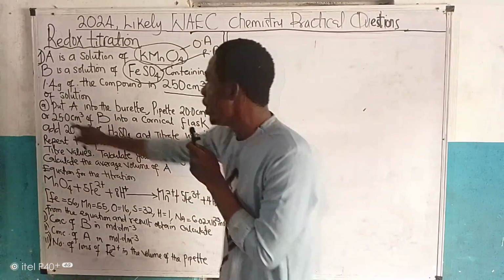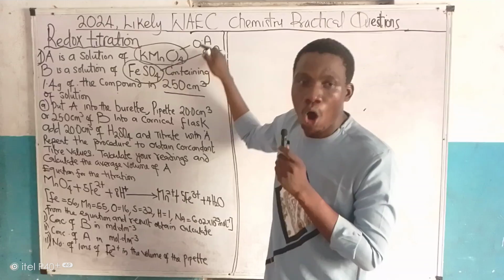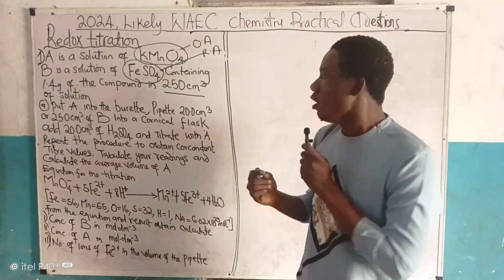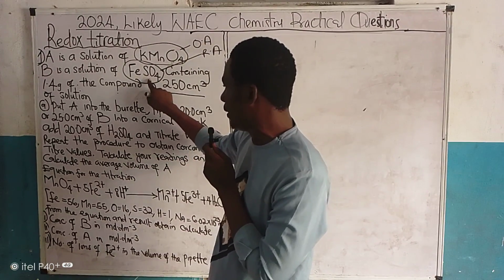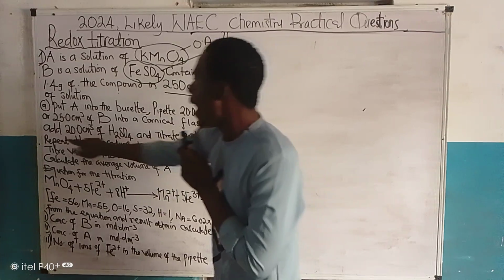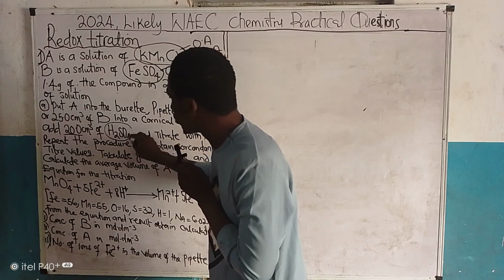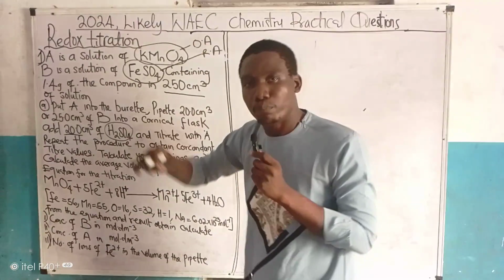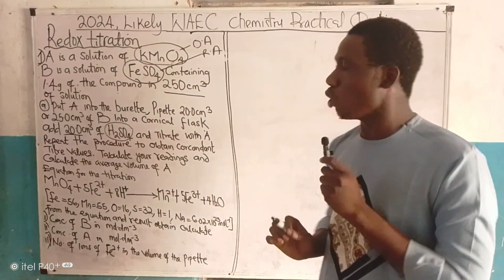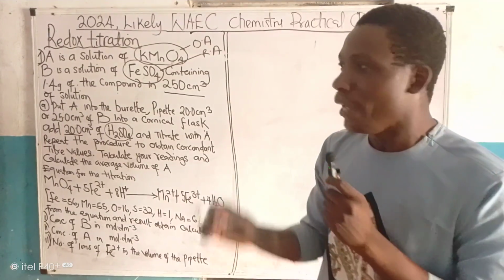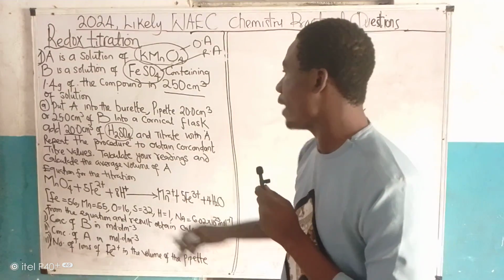The step says that put A into the burette. Remember that your acid is to be in the burette. This time you have oxidizing agent in the burette. Okay? Pipette 20 or 25 cm3 of B, which is this, into the conical flask. Add 20 cm3 of H2SO4. The purpose of adding H2SO4 to this guy is to precipitate interfering gases that could interfere with the result. So when you add H2SO4 to the KMnO4, if this KMnO4 has absorbed any gases, it will be precipitated out. So that's why we add H2SO4.